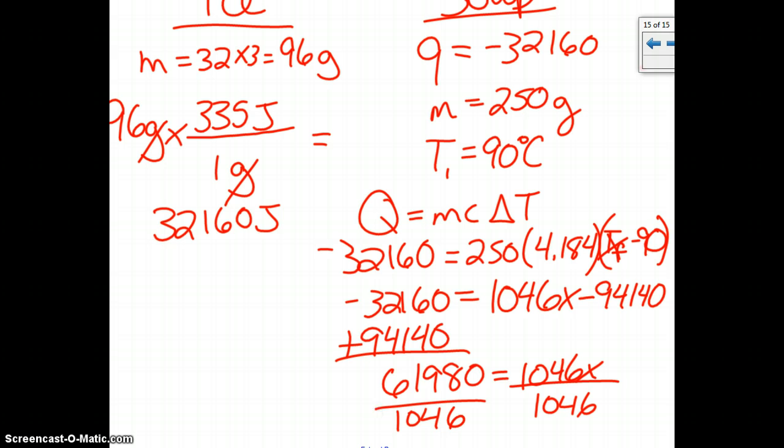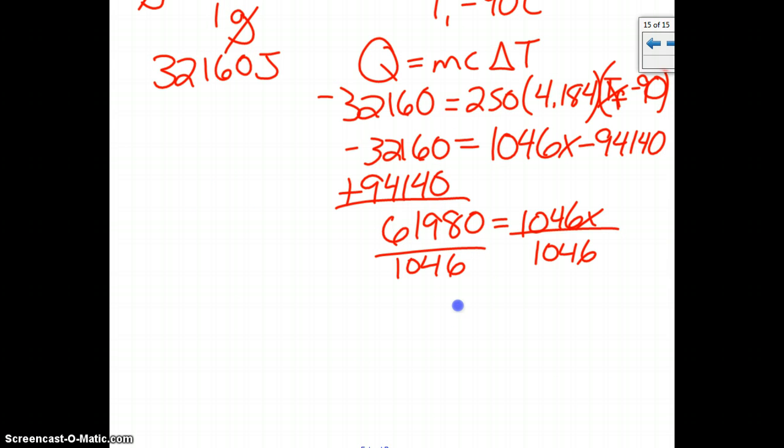All right, and X is 59.25 degrees Celsius, which is the final temperature of your soup. So it cooled off a lot. Yum, yum. Now we can eat it.